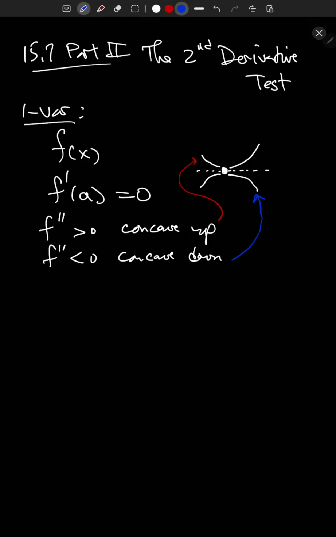So that tells you information about whether your function has a local max or min, right? So f double prime bigger than 0, concave up, which means you have a local min. Right? Local min. And this means when you're concave down, you have a local max.